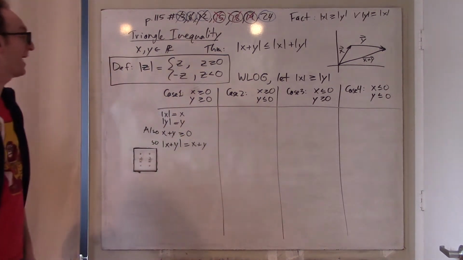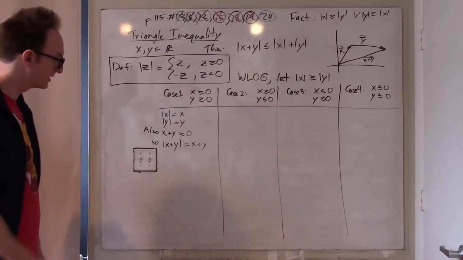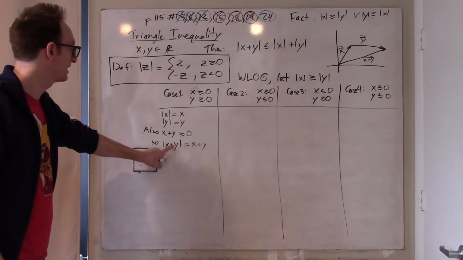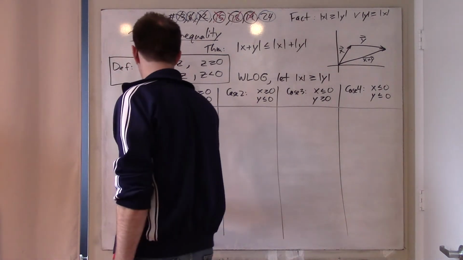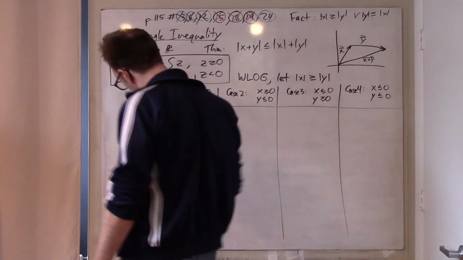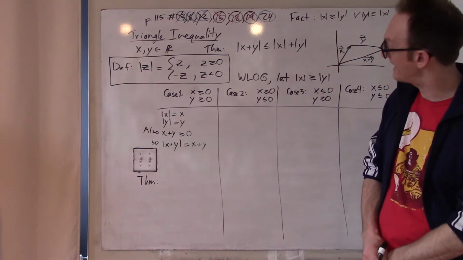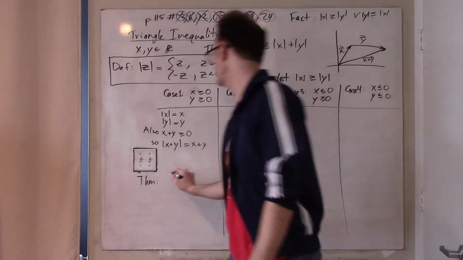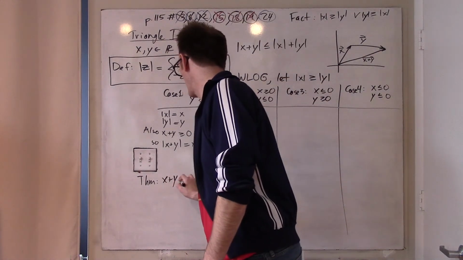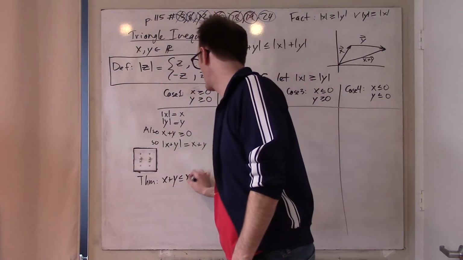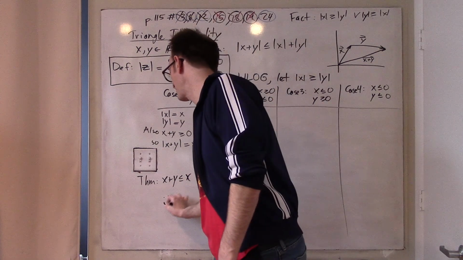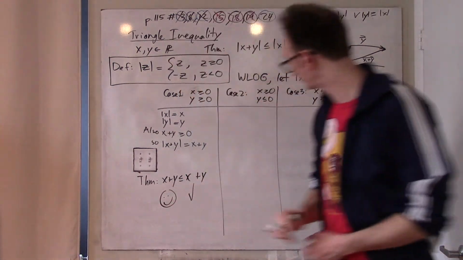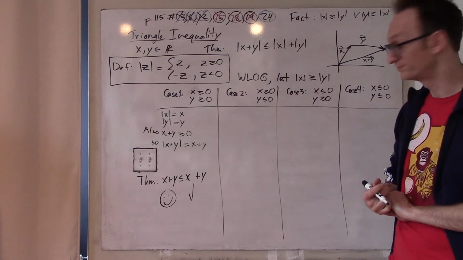Good. Well, what does that mean? It means that the theorem that I'm actually trying to prove, restated in this case, is just the statement that the absolute value of x plus y, which is just x plus y, is less than or equal to the absolute value of x, which is just x, plus the absolute value of y, which is just y. And that's just true, because they're equal.